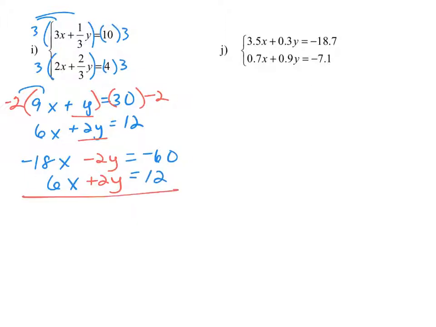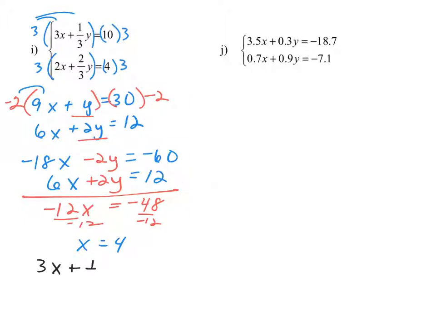Now we can add those two equations together. We have negative 18x plus a 6x, that's negative 12x. The y's are opposite, so when adding those we get 0. And then we have negative 60 plus 12, and that is a negative 48. Now we can divide both sides by a negative 12, and we get x is equal to 4. Now we can plug that back into one of the original equations, and let's use the first one.